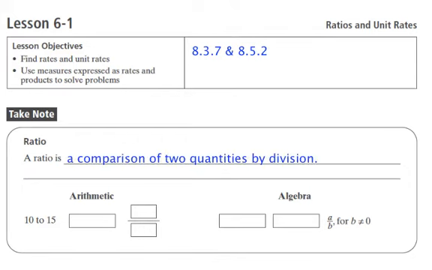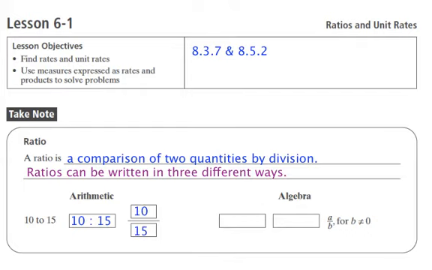A ratio is a comparison of two quantities by division. Ratios can be written in three different ways: using the word to, using a colon, or writing them as a fraction. If we take a look at the arithmetic example, the first one is 10 to 15. Then we could write it using a colon, 10 colon 15, which is still read 10 to 15. And then writing it as a fraction, 10 over 15, which again is still read 10 to 15.